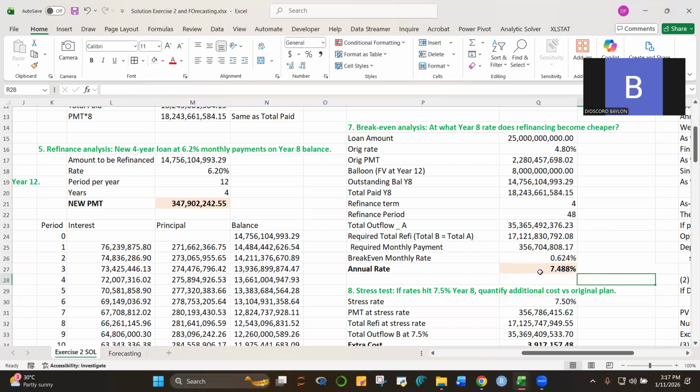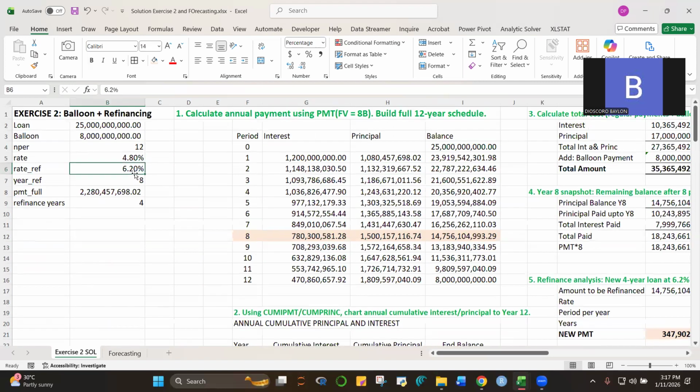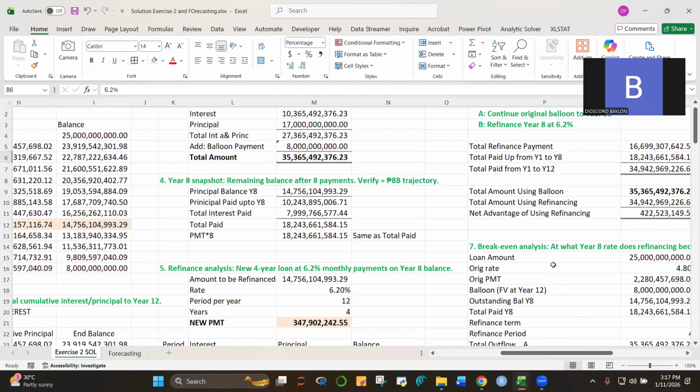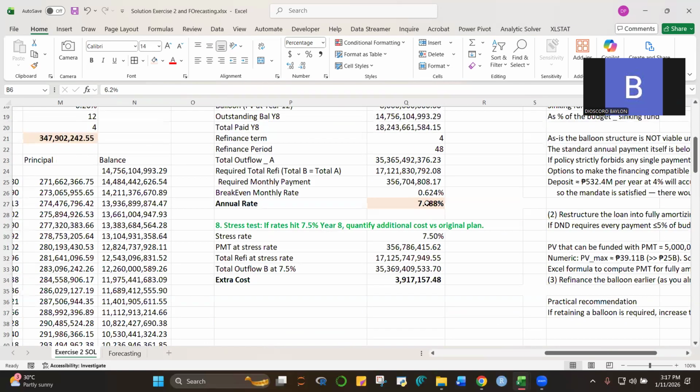Which means that the refinancing rate can go up to 7.488%. Okay? Because right now it is 6.2. If the refinancing rate goes up to 7.488, we're okay. We will be indifferent between continuing with the balloon, option A, or option B. Since we see here that it is 6.2%, refinancing is better, because refinancing can afford up to 7.488.